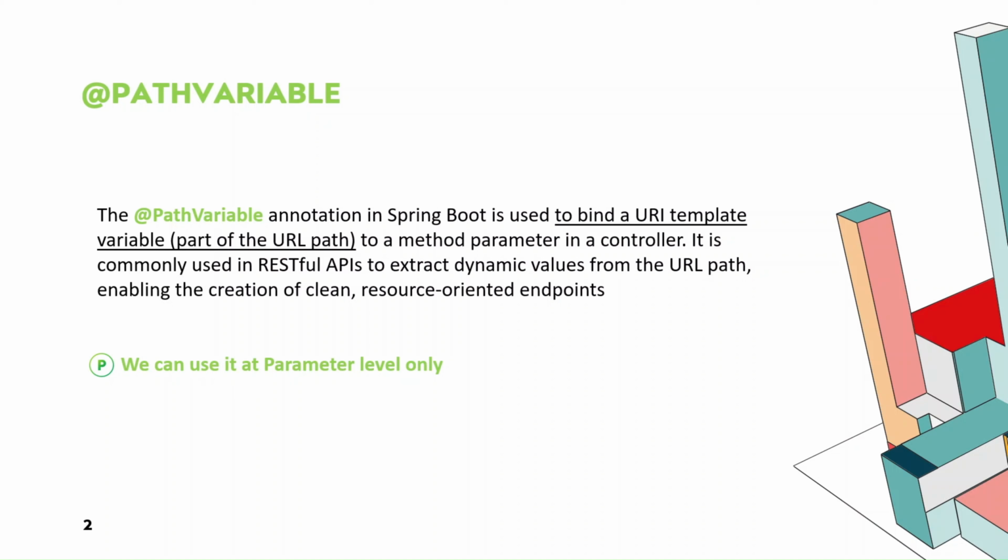So we are going to pull the variables as parameters in the function from the URL path only, not after the question mark. Before the question mark, we are going to pull those variables as method parameters. And this particular annotation we will use at parameter level only, inside the function, not at class level.